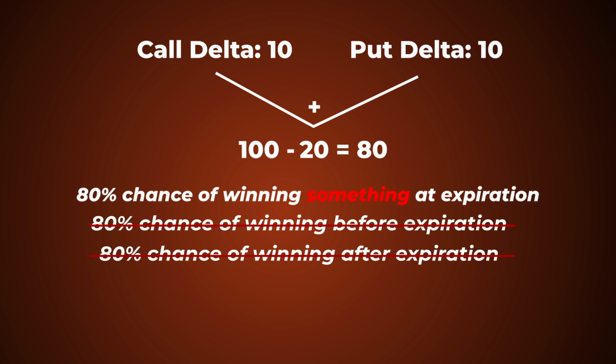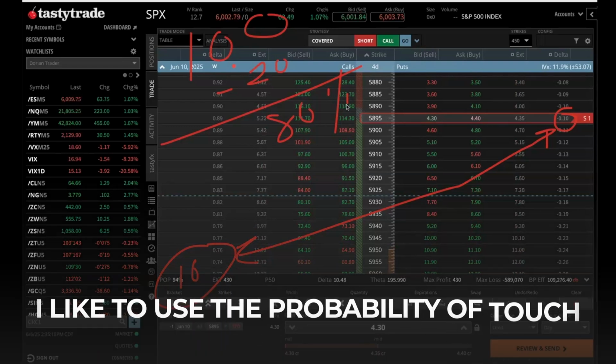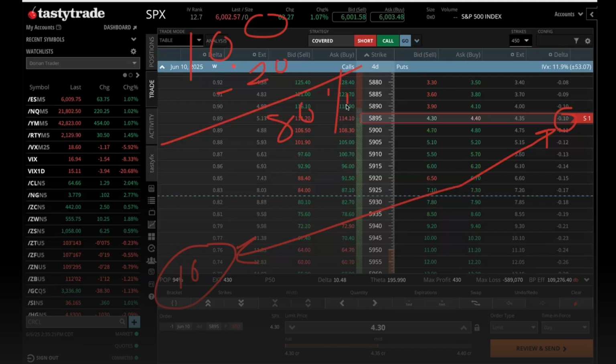money. But that's expiration. If the underlying starts to go against us, we're going to make some type of adjustment. So how can we determine how often we might have to make an adjustment? How often we're going to make that adjustment before we even touch either side? Well, I like to use the probability of touch for that measurement, for that number.